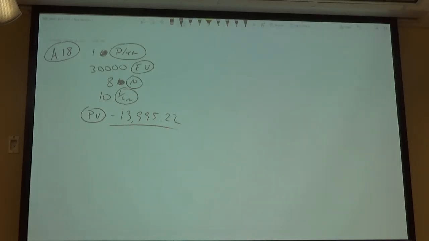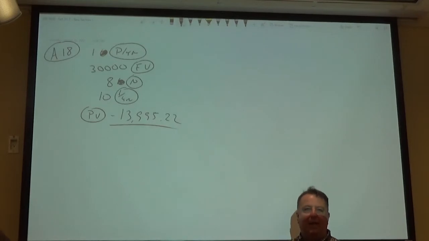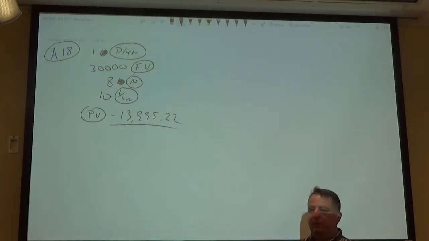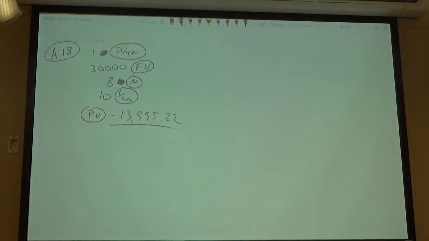Part B. What is the effective yield of the investment if Mike does purchase the land for $15,000 and sells it 8 years later for the $30,000? Now, without doing the calculator, if he pays more than this, what's that going to do to his rate of return? Lower. It's going to lower it. So it's going to be something less than 10%.